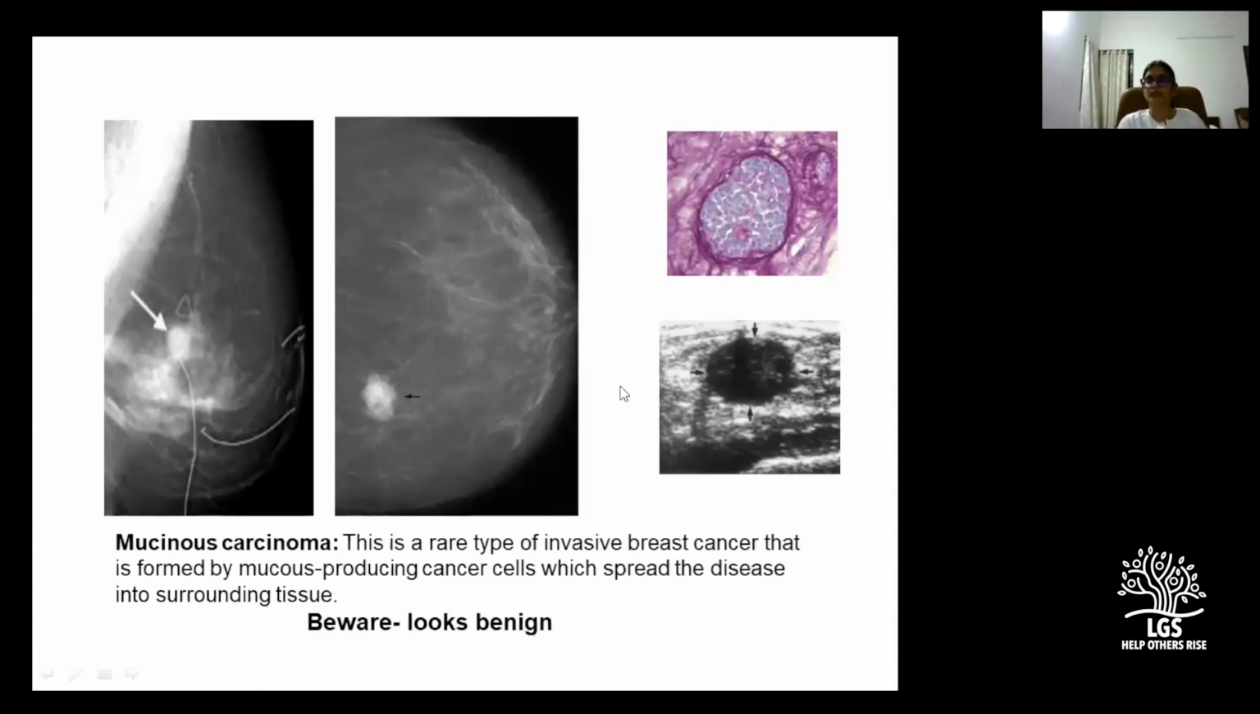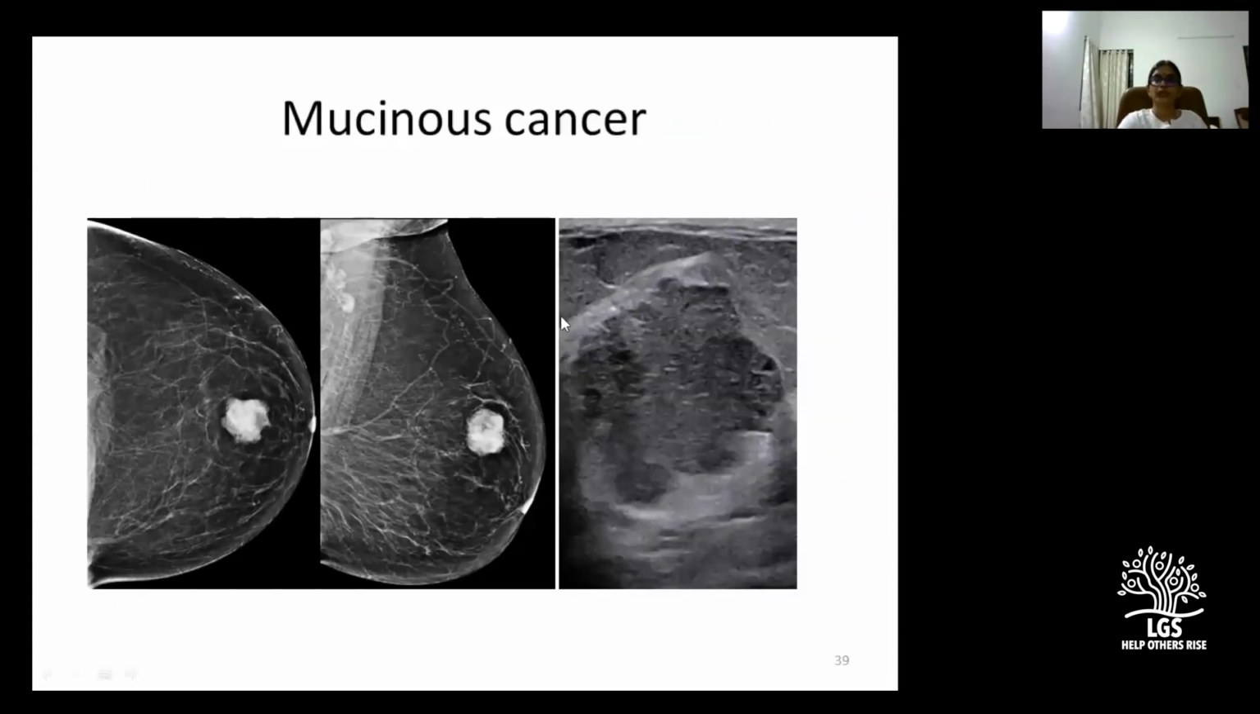And this is an exception, of course. The rule of no radiotherapy after breast conservation applies to very select patients. So one should not go with that idea as a general idea. So again, another mucinous cancer.